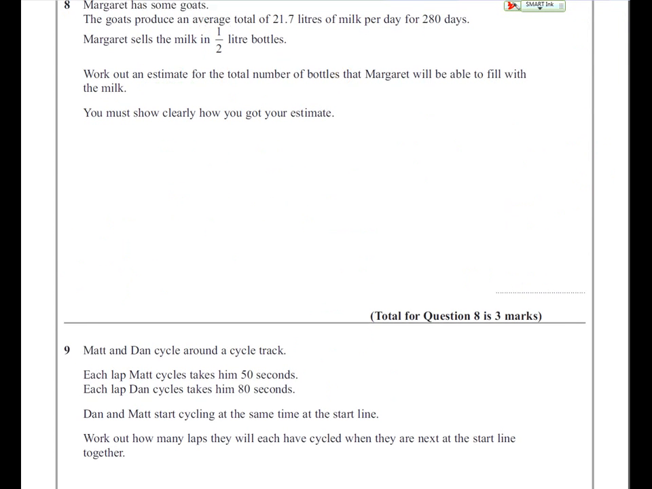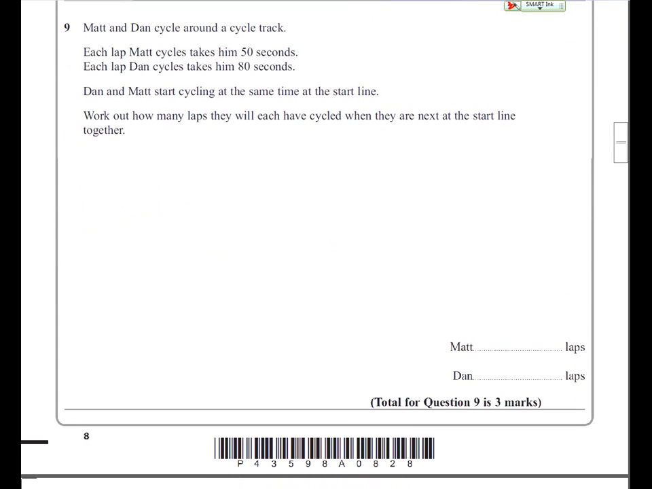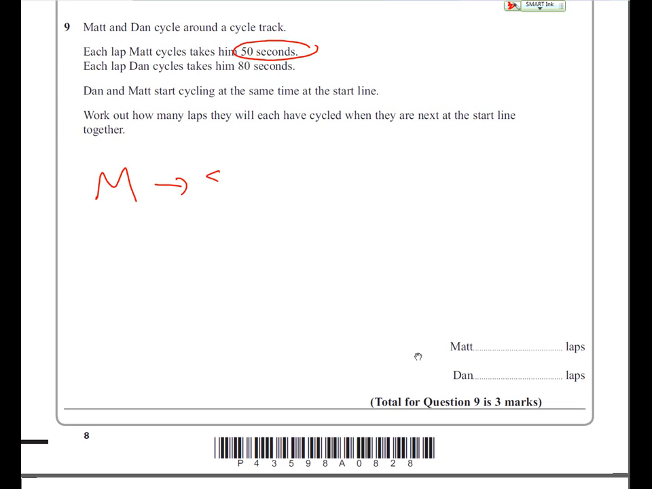Clear ink. Question 9. Matt and Dan cycle around a cycle track. Each lap Matt cycles takes him 50 seconds. Okay, so let's use M for Matt and let's use D for Dan. When Dan cycles, it takes him 80 seconds. They start cycling at the same time. Work out how many laps they will have each cycled before they get together.